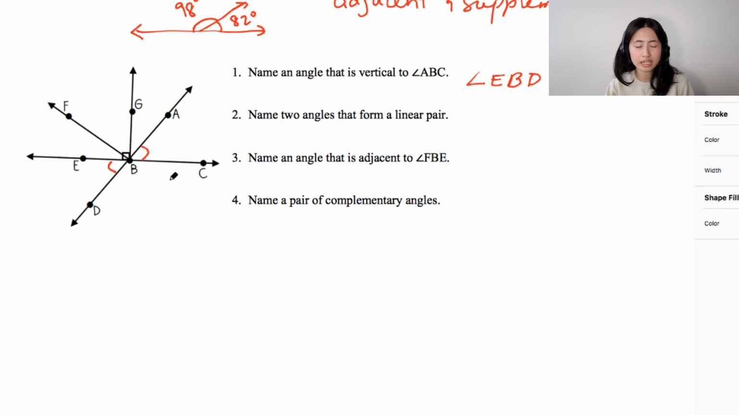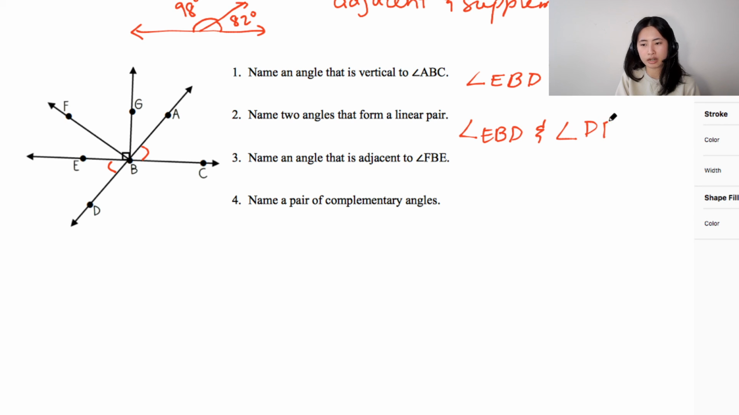So for the linear pair, maybe we can use this. We have EBC, and if you look at EBD and DBC, they actually form a linear pair because they're adjacent, first of all, and they're supplementary. So we can go ahead and use that. EBC is over here, so you can say EBD and DBC are forming a linear pair. And if you want to use the angle that's above EBC, you can actually use EBA and ABC. It's up to you.